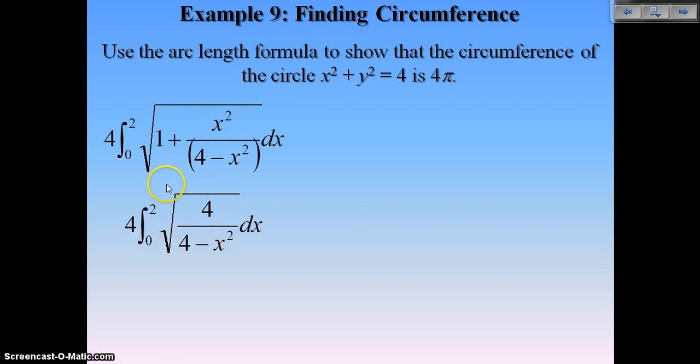We'll then, ladies and gentlemen, get a common denominator of 4 minus x squared. So this one is 4 minus x squared over 4 minus x squared. When you combine them together, the minus x squared and positive x squared cancel on top, and you're left with 4.